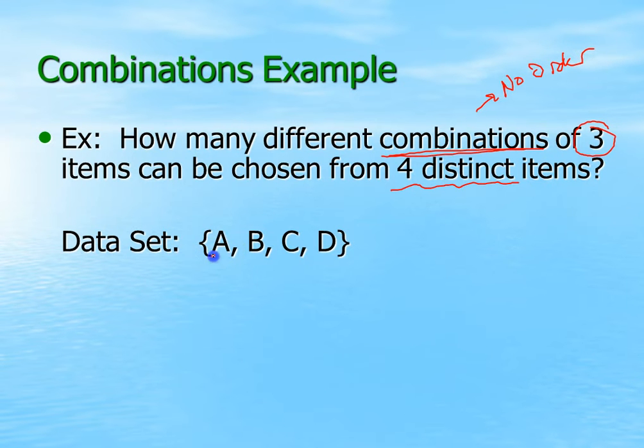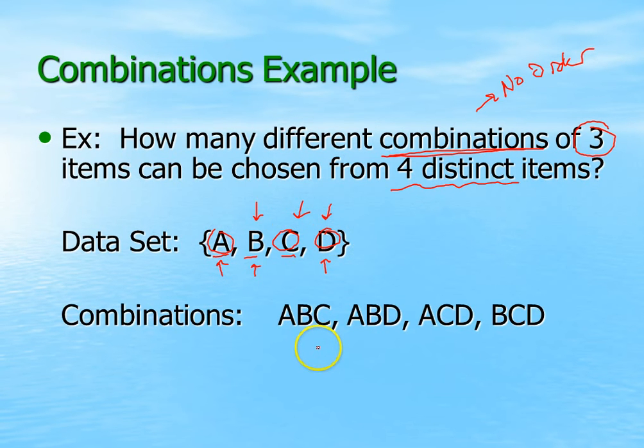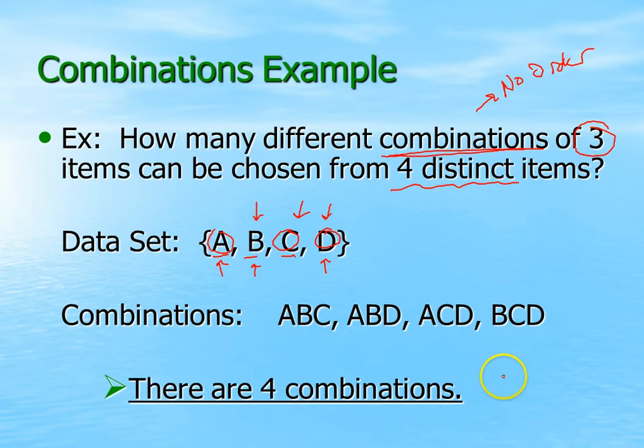Well, what's one combination? I can take A, B, and C. What's another combination? I can take A, B, and D. What's another? I can do B, C, and D. Is there one more? I can do A, C, and D. So how many combinations of 4 do I have? Or I'm sorry, how many combinations of 3 do I have? There's 4 different combinations. So with combinations, order does not matter.